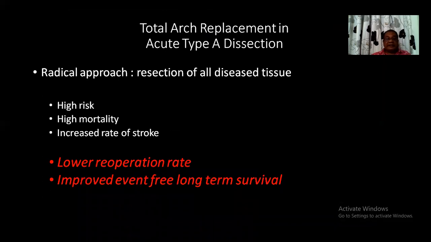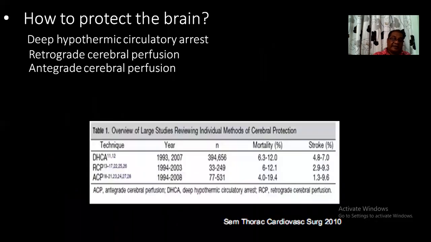So in that case, when the aortic arch is involved, total aortic arch replacement in acute type A dissection may sometimes be necessary. In that case, a radical approach, that is the resection of all diseased tissue, may be done, but it has a high risk, high mortality, and increased rate of stroke. But it has a lower reoperation rate and improved event-free long-term survival.